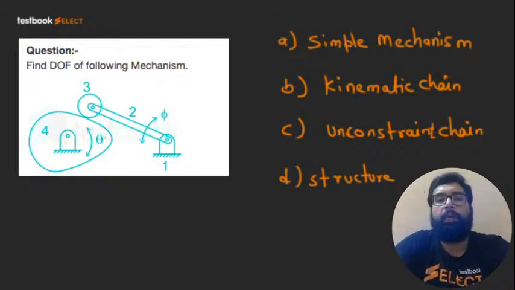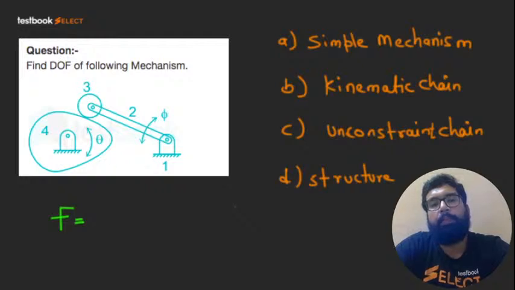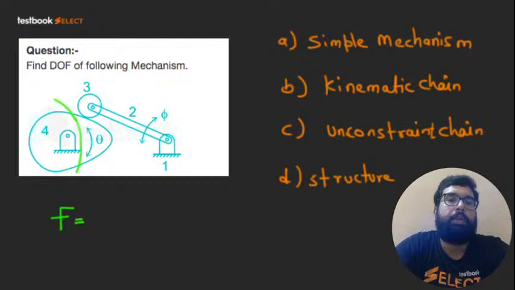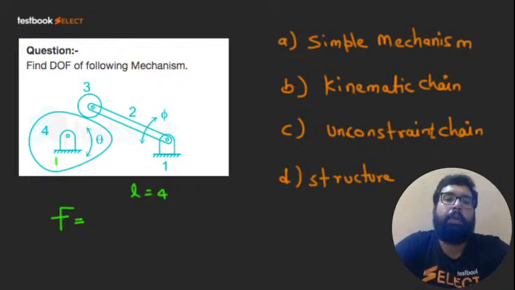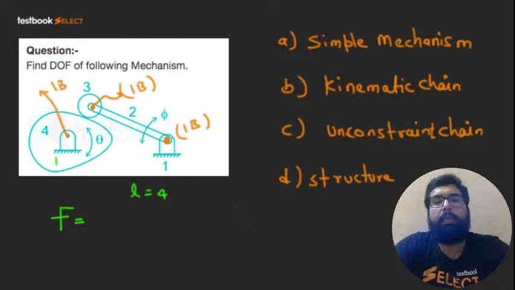So yes, sir, we can find the degree of freedom of it. So what could be the degree of freedom? This link is 1, this link is 4, 2, 3. So they have mentioned the number of links by themselves. We have the number of links equal to 4. We have the number of binary joints here. So this is one binary joint. This is one binary joint. And this is a higher pair.